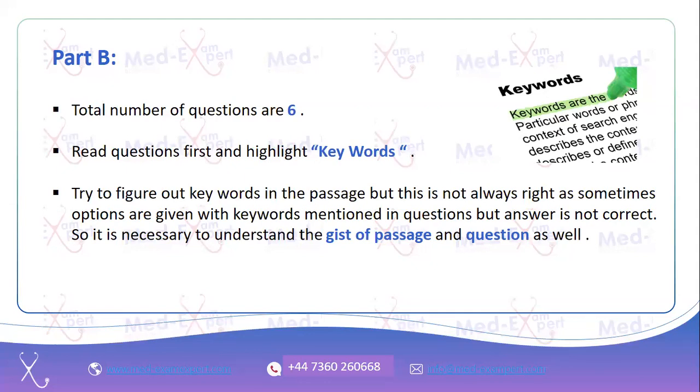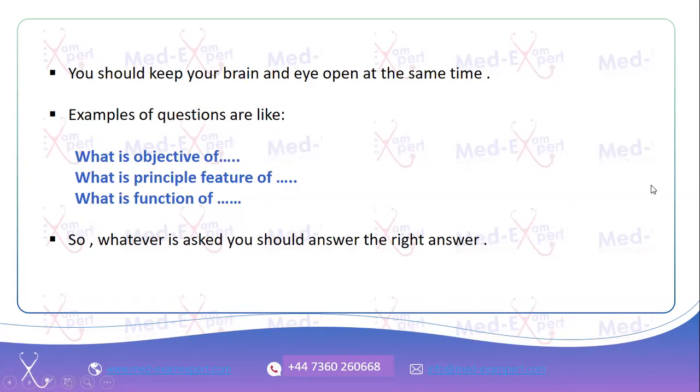So our next part is Part B. The total number of questions in this is 6. As in Part A, read the question first and highlight keywords. Try to figure out keywords in the passage, but this is not always right, as sometimes options are given with keywords mentioned in the questions, but the answer is not correct. So it is necessary to understand the gist of the passage and the question as well. You should keep your brain and eyes open at the same time.